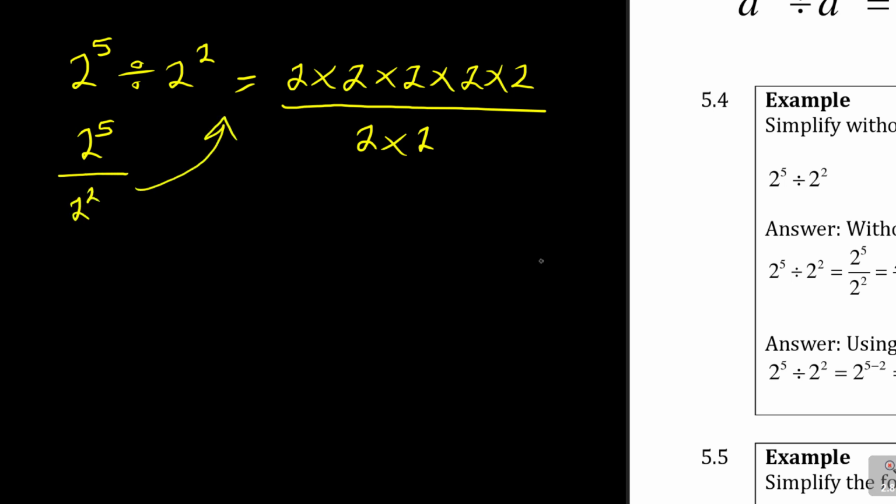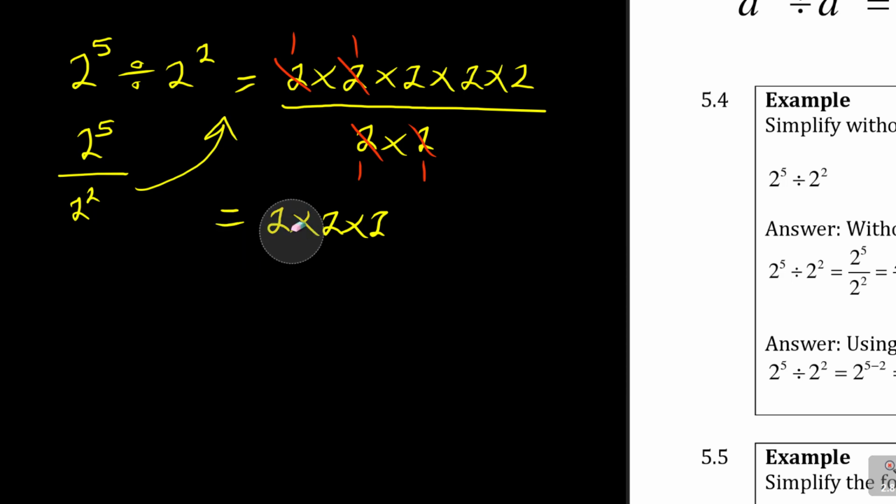Then you get to that stage. At this moment, you are able to cancel: 2 cancels 2, 2 cancels 2, and what remains? This is 2 times 2 times 2. By the way, guys, don't say nothing remains. It's 1. It's 1 at the bottom. 2 into 2 is 1, 2 into another 2 is 1. So you get 1, 1, 1, 1, 1.